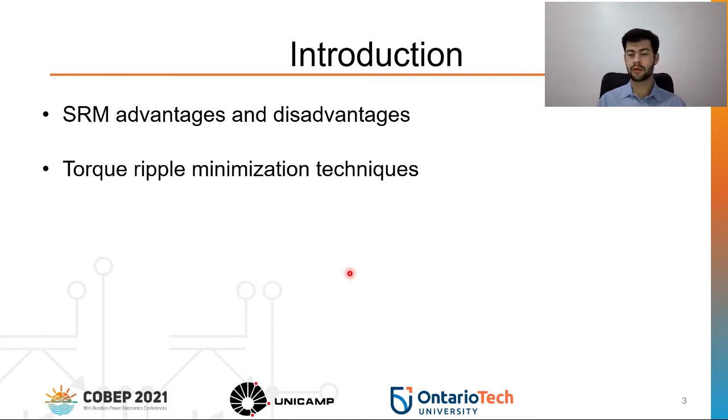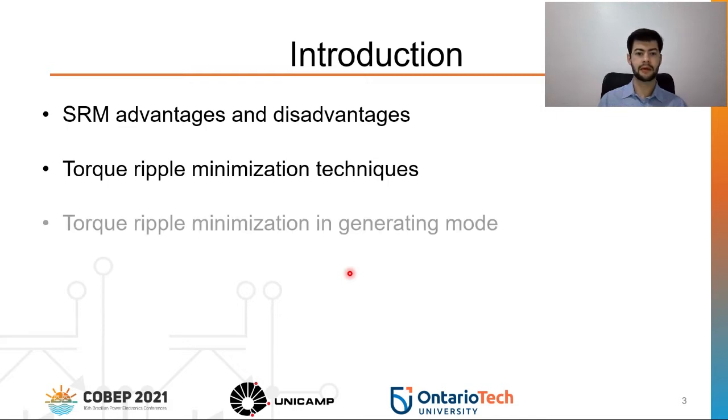For example, we have current profiling techniques in which we use torque sharing functions to divide the torque among the phases. Another example is the direct torque control, in which we adapted the control method from the induction machines to the SRM. And we also have the direct instantaneous torque control, which is the object of study of this research. In the literature, it is possible to encounter a lot of papers, theses and research about the motoring mode DITC. However, when we are talking about the generating mode, they are not so much out there. So this research is focused on the generating mode DITC.